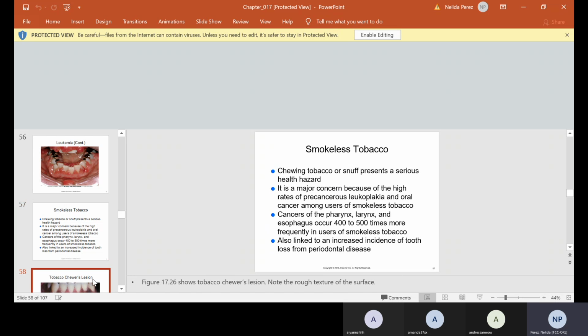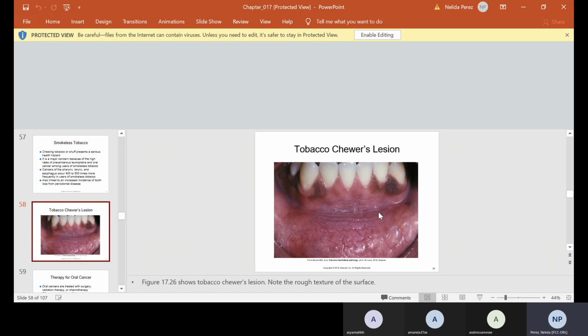It is very harmful. Here is a sign of tobacco chewer's lesion. So right over here in this area, the texture is very rough. It's not smooth at all.